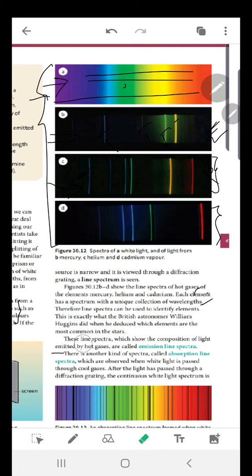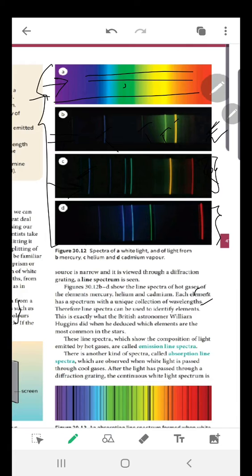Okay. Now let's see, there are actually two types of line spectra. One is the emission line spectra, another is the absorption line spectra. Absorption line spectra is also very important, and it is also used to know what element is present and to read about different types of phenomena as well. Now, what is the absorption line spectra?